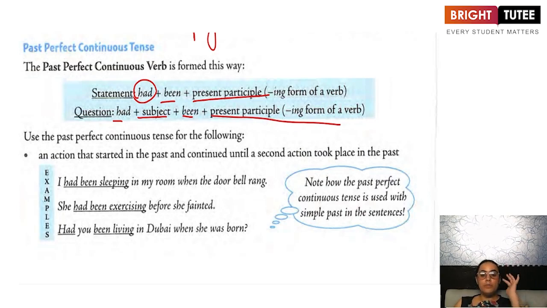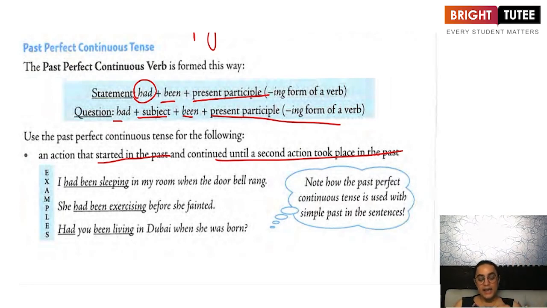Now, if we talk about where we use the past perfect continuous tense, there are 3 places. First, we use the past perfect continuous tense to talk about an action that started in the past and continued until just before another point in the past, or it got completed just now. For example, I had been sleeping in my room when the doorbell rang. So, when the doorbell rang, I had still been sleeping in the room.